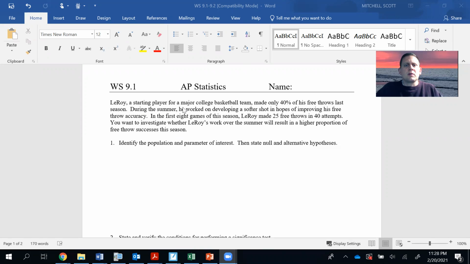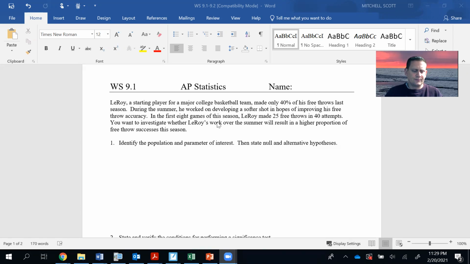So Leroy, a starting player for a major college basketball team, made only 40% of his free throws last season. During the summer, he worked on developing a softer shot in hopes of improving his free throw accuracy. In his first 8 games of the season, Leroy made 25 free throws in 40 attempts. You want to investigate whether Leroy's work over the summer will result in a higher proportion of free throw successes this season.